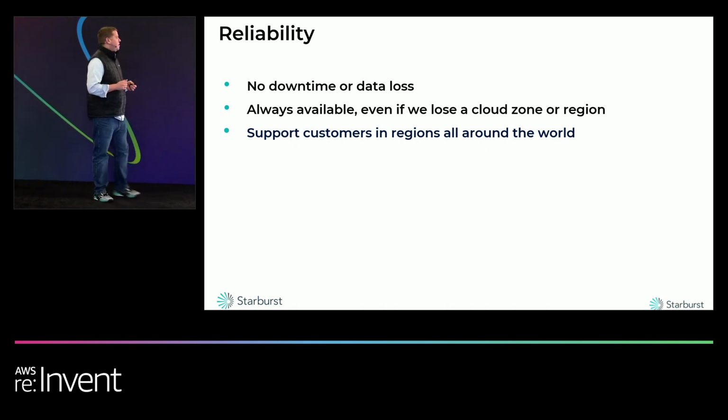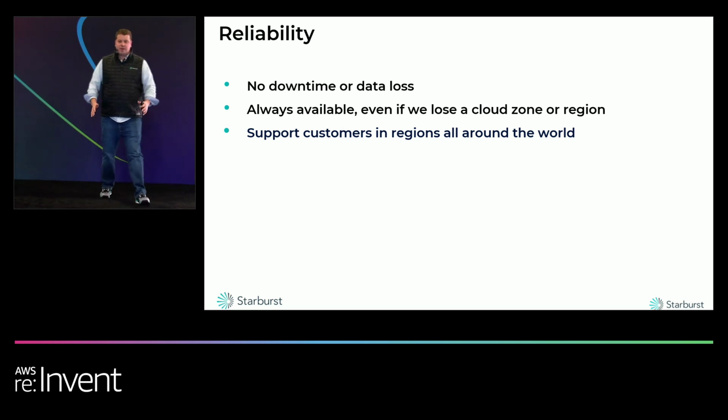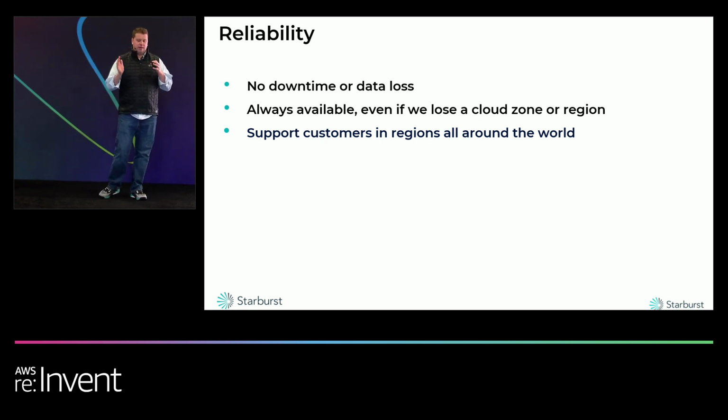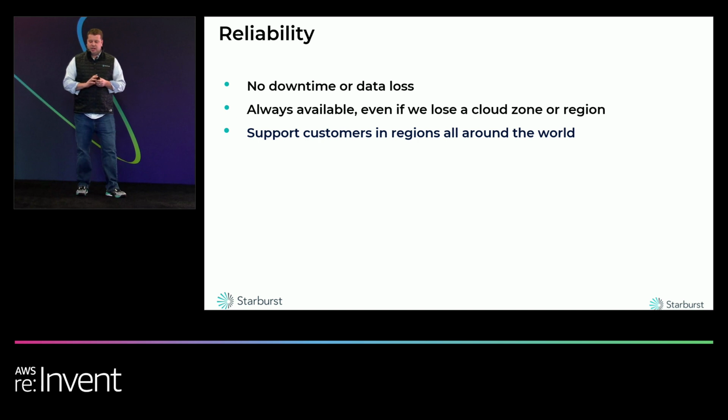So the first is reliability. We need to have no downtime or data loss. If the database goes down, then our application goes down. We also need to make sure that it's always available, even if a region goes down. We have customers all across the globe, and it was really important that if one region goes down, the application doesn't go down. So it was really important that it needed to stay up, because we're supporting customers all over the world.